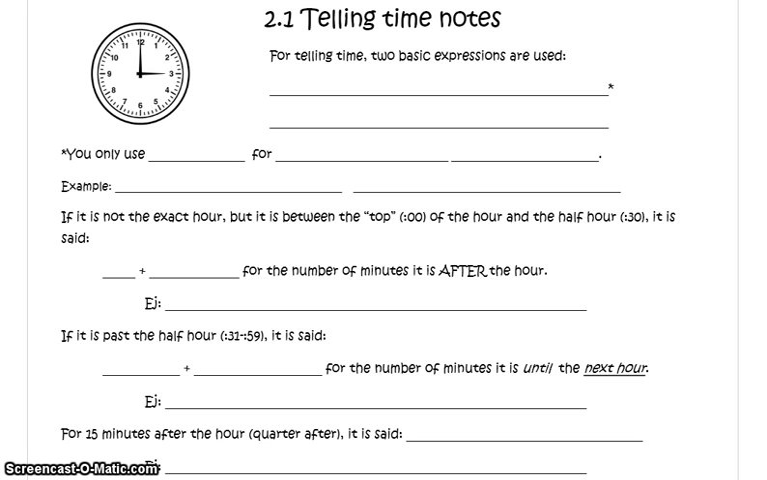this concept. So to start, when we're telling time, there are two basic expressions that we use. The first one is es la, and the second is son las. They both mean it is a certain time. There's just one difference between the two. You only use es la for 1 o'clock.